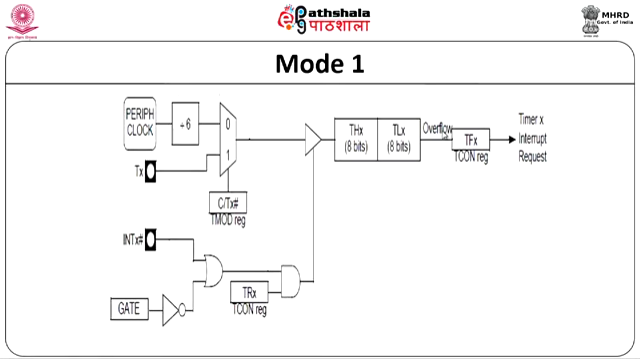This is mode 1, where THX and TLX are 8 bits each, that means 16 bits together. The same way, it operates like either a timer or a counter through this either 0 or 1.